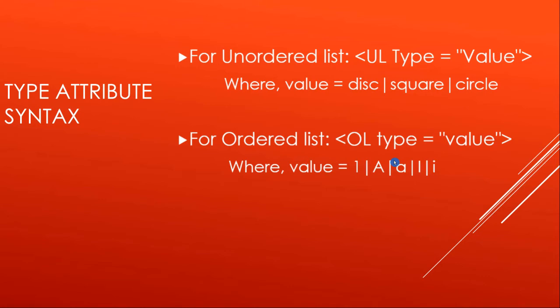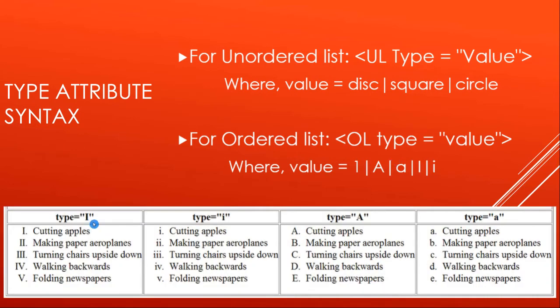Okay, so let me show an example for this. Suppose it is capital Roman letter, it will come in this way. Small Roman letter, so this is an example. Capital A, here is the example. Small a, here is the example. So this is how your ordered list will get displayed after using the value, right?